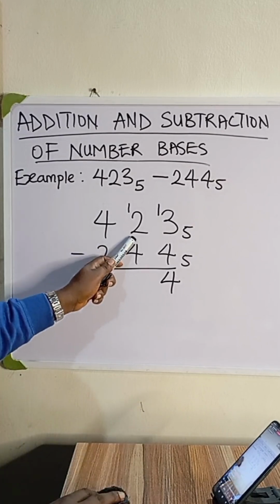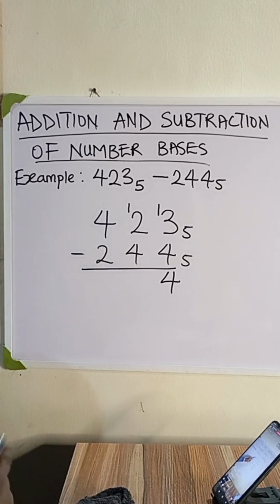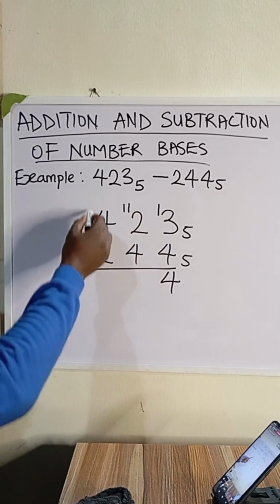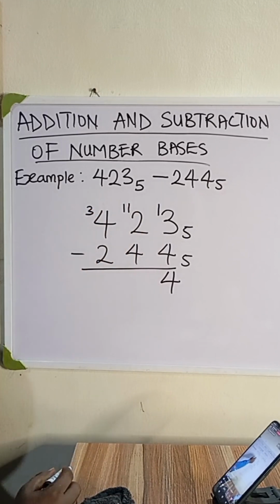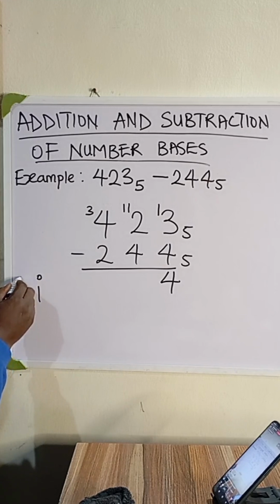So instead of having 2 here, we now have 1. So 1 minus 4 is not possible. So we move out 1 from here. This becomes 11. This becomes 3. So 11 over 1 we have 0. Over 1 we have 1.